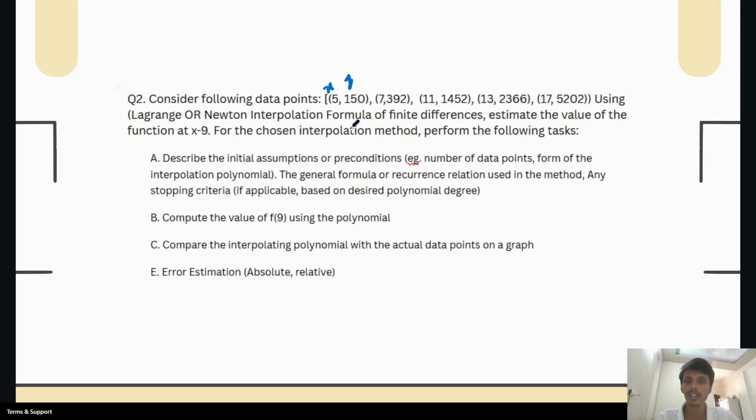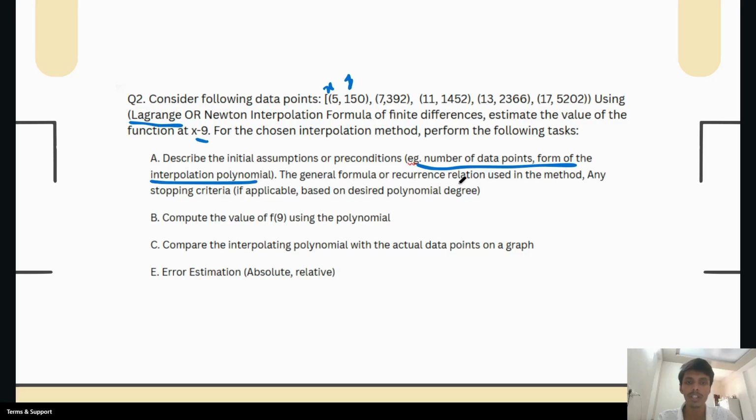Using the Lagrange or Newton interpolation formula of finite differences, estimate the value of the function at x equals 9. For the chosen interpolation method, perform the following task. In this video, we are going to see the Lagrange interpolation formula for solving this question. Describe the initial assumptions or preconditions, that is the number of data points and the form of the interpolation polynomial. We have to describe what preconditions we have taken in solving this question.